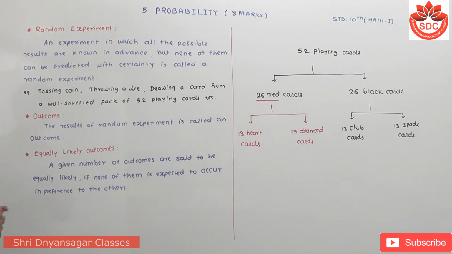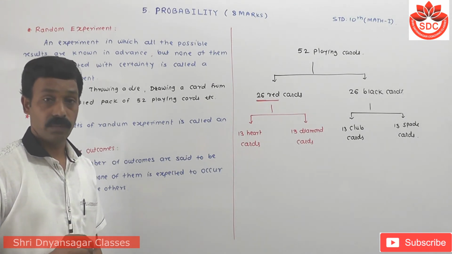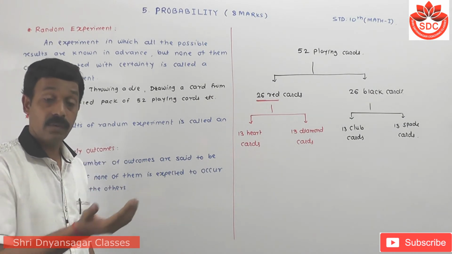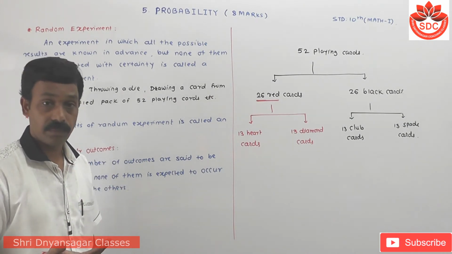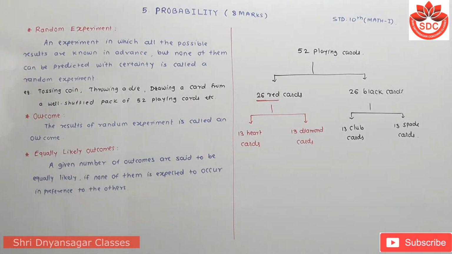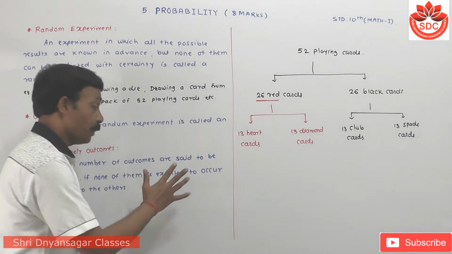Now students, we discuss what is meant by outcome. The result of a random experiment is called the outcome. When we toss the coin, we get head, this is the outcome, or tail, this is the outcome. Okay? Then equally likely outcomes. A given number of outcomes are said to be equally likely if none of them is expected to occur in preference to the others.